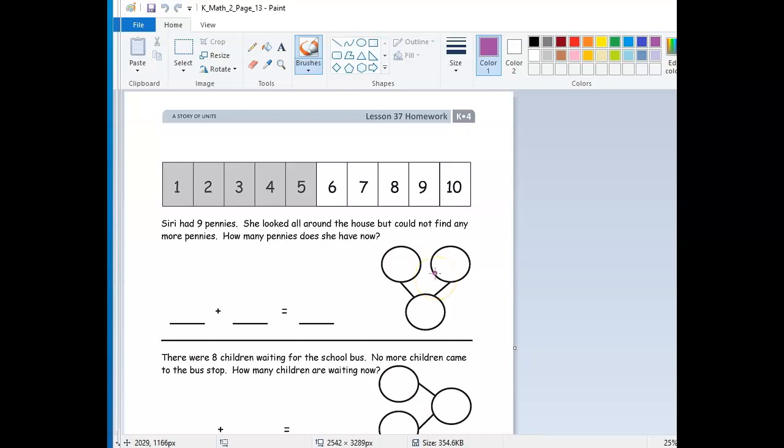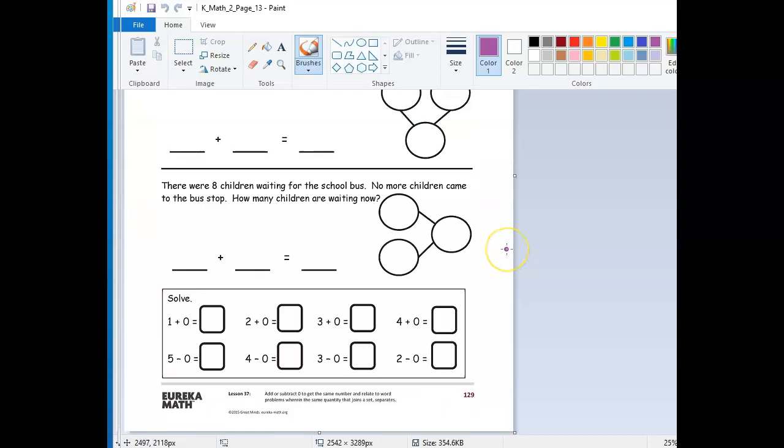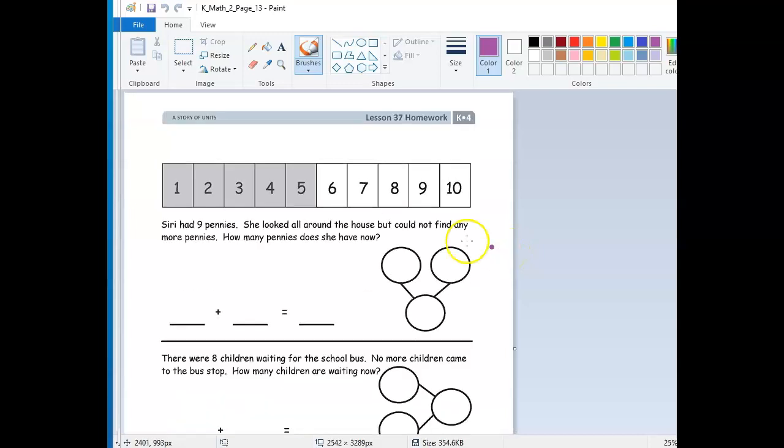Okay, so this is your homework. I'll read you the directions, and then this is the picture that your mommies and daddies will take a picture of and send to me so that I can take your grade. So it says, Siri had 9 pennies. She looked all around the house but could not find any more pennies. How many pennies does she have now? So you can circle your sign so that you know what kind of problem you're working, and then don't forget to fill in your number bond.